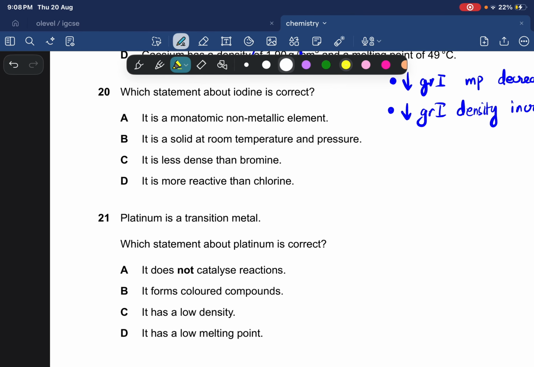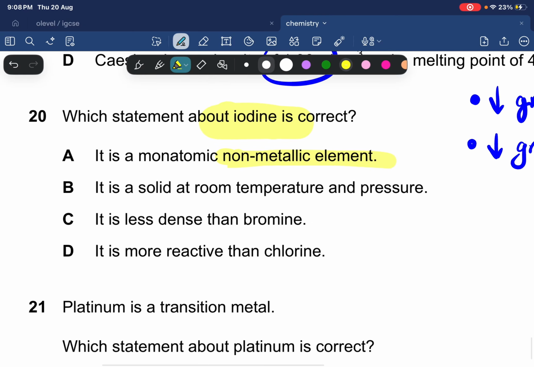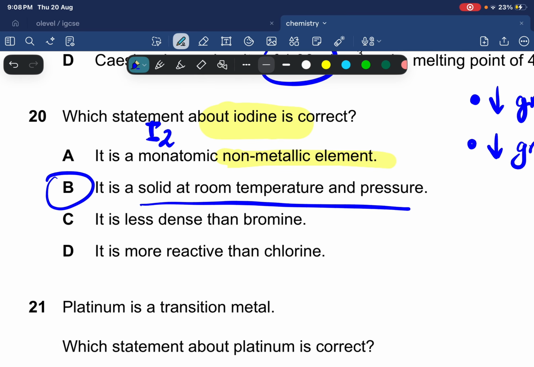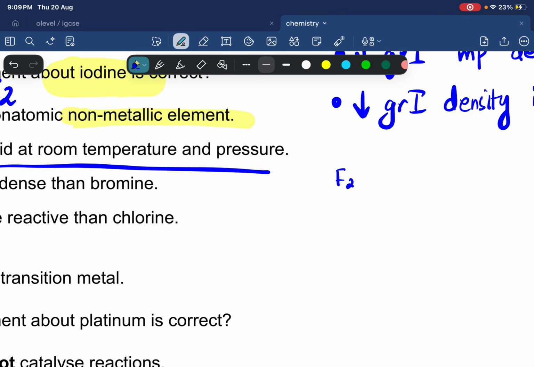Which statement about iodine is correct? It is a monoatomic non-metallic element. Oh my god, it's monoatomic? No, it's diatomic. It's iodine, it's a halogen, it's I2. Halogens are like this. It's a solid at room temperature and pressure. That is correct.